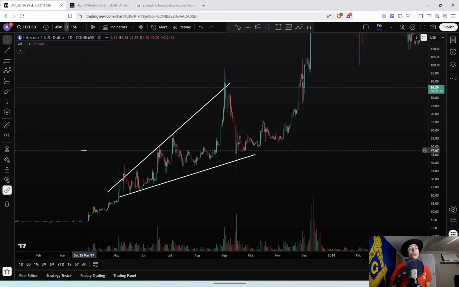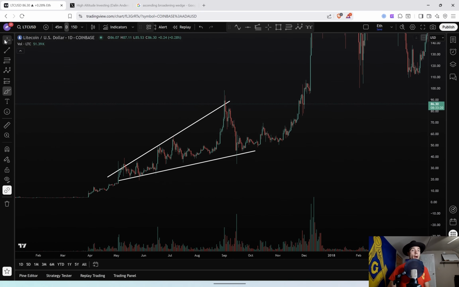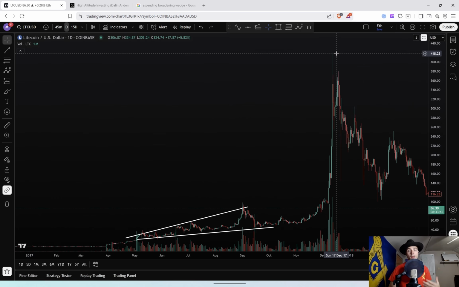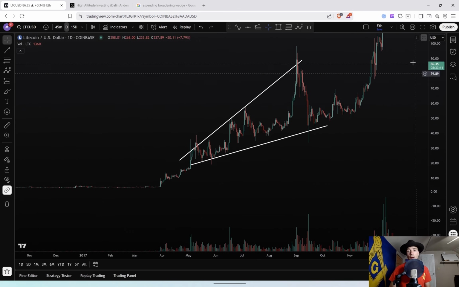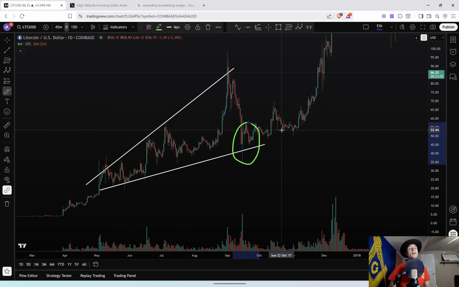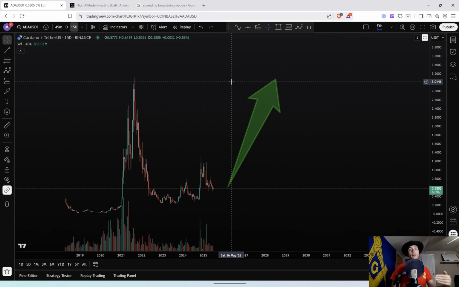In fact, Litecoin did the same pattern in 2017, right before price went vertical all the way to the moon and hit $418. So that was a huge increase in value. And we're seeing that same ascending broadening wedge here on ADA. We're basically right here in terms of where we're at in the pattern. So overall, I expect very big things coming for this coin.